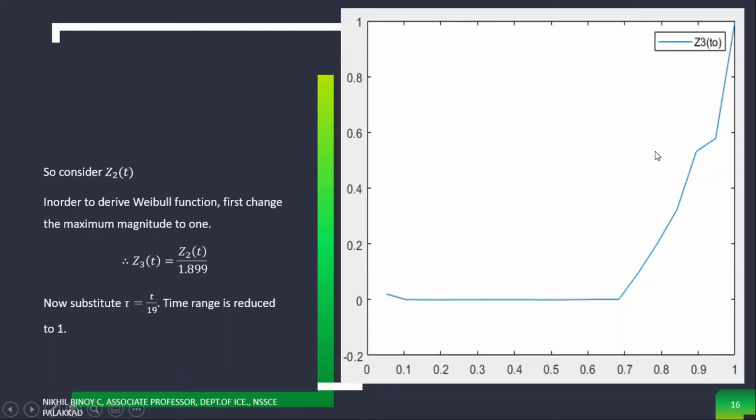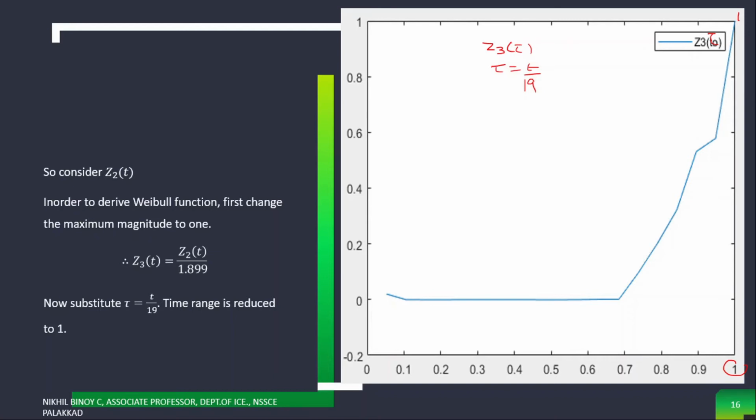So now we have Z3 of tau. This is not t, this is tau. This is the graph of Z3 of tau, where tau is equal to t by 19. The maximum value of tau is 1, and corresponding to tau equal to 1, the maximum value of Z3 of tau is 1.